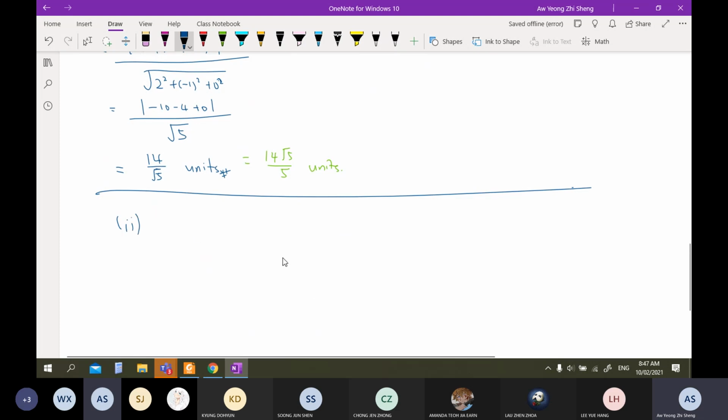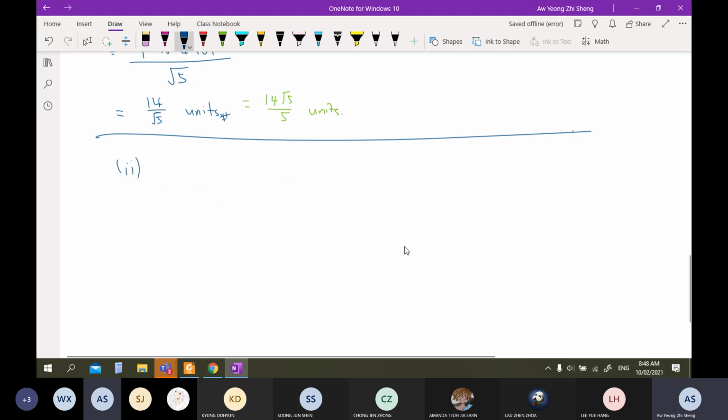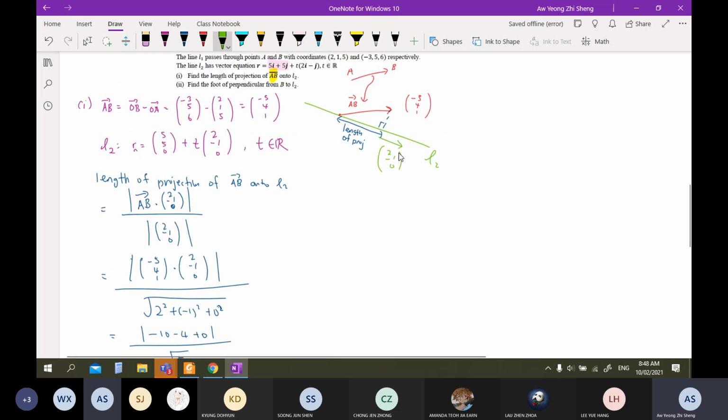Now for part 2, we are finding the foot of perpendicular this time. In this question, again, whether or not L1 or L2 intersect is not important for us to know. For part 2, what's important is just the point B and the line L2. You don't really have to care about the line L1. So if you want to visualize, what you need is only the line L2, which we know the direction vector is (2, -1, 0).